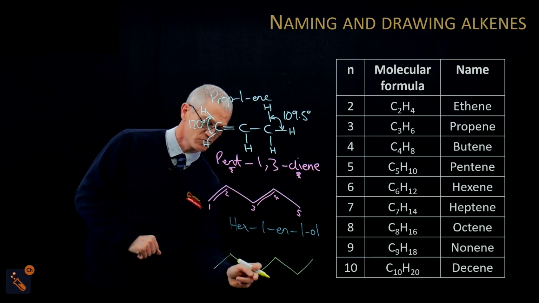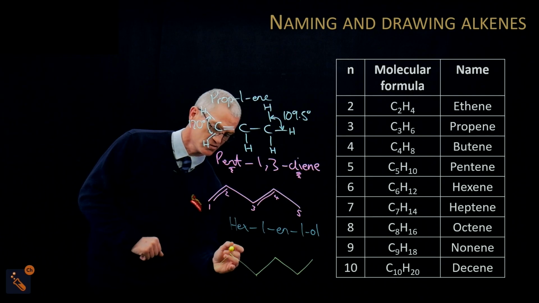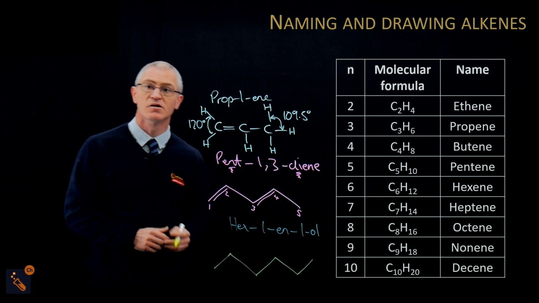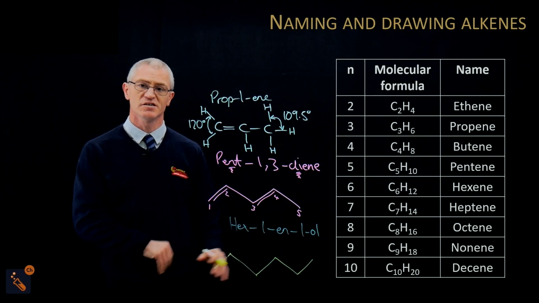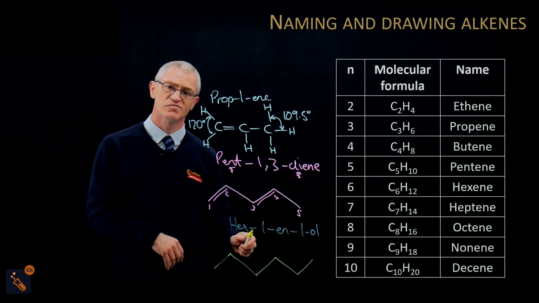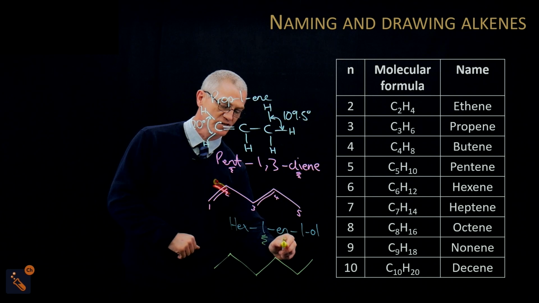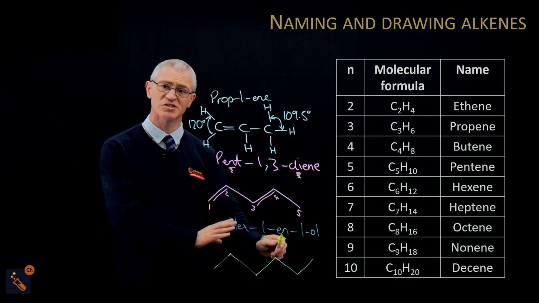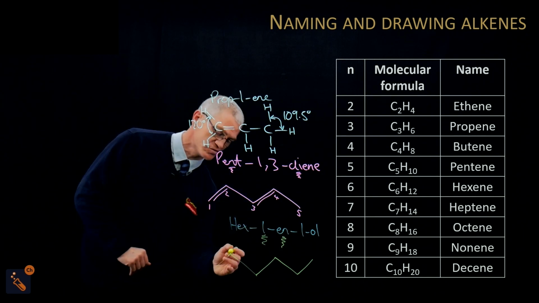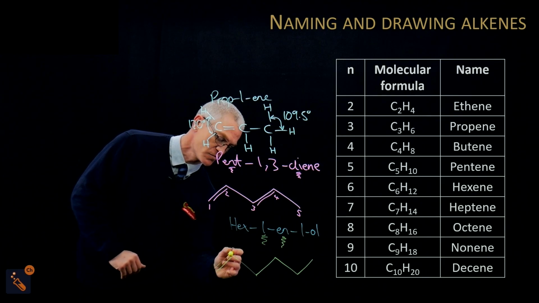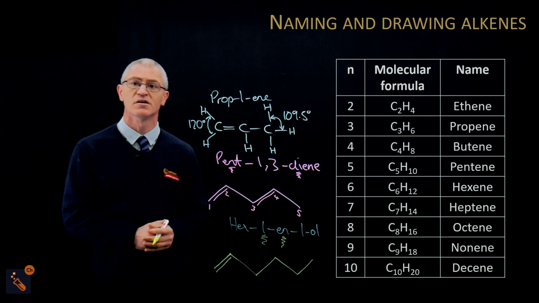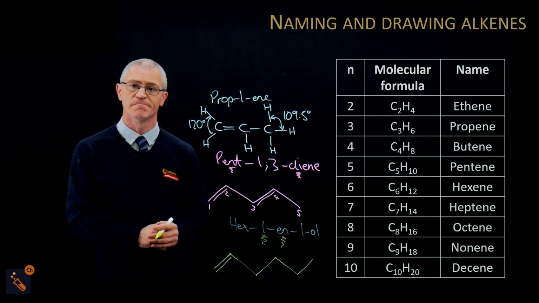So that's 1, 2, 3, 4, 5, 6. Let's just join that up. Okay, so I've got 6 here. And a few things to notice. First of all, the 1 here is before the ene. That's telling me my double bond is at position number 1. So my position number 1 is here. Let's draw that in again. Okay, so my double bond is there.